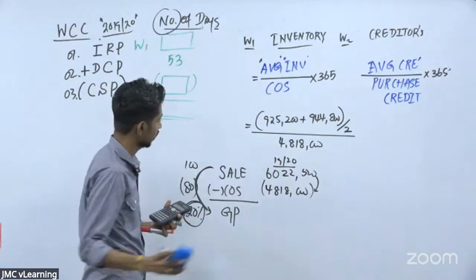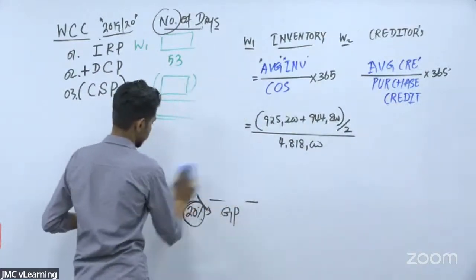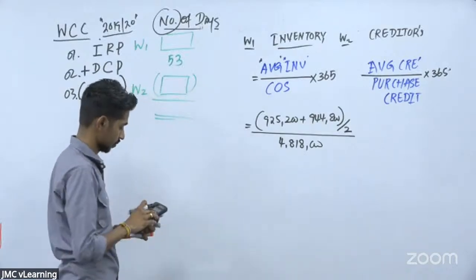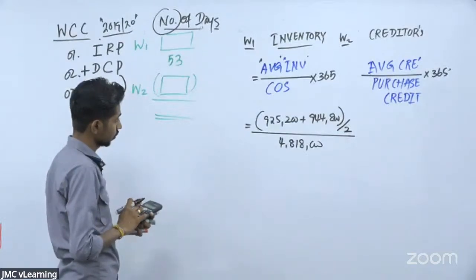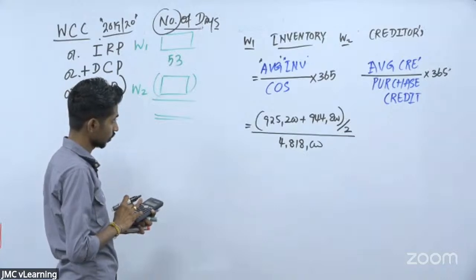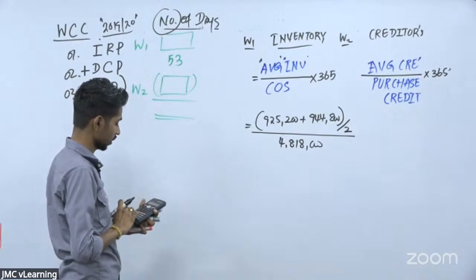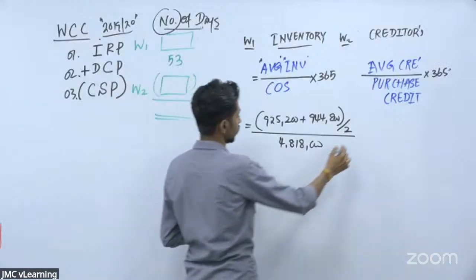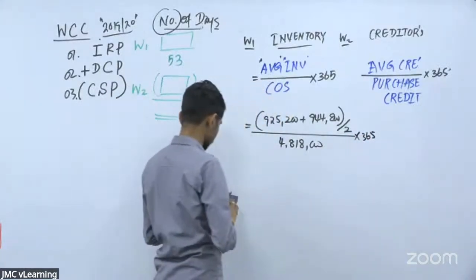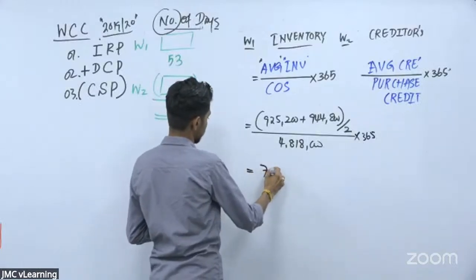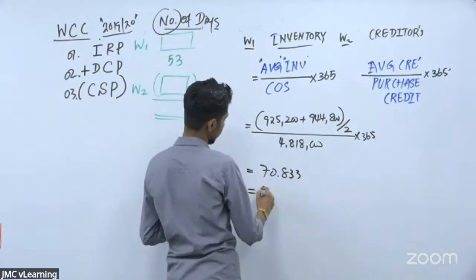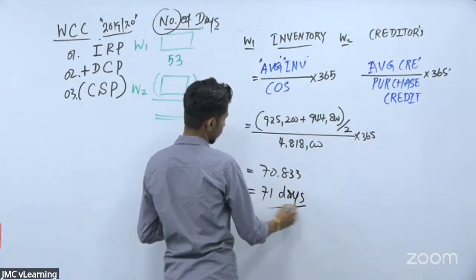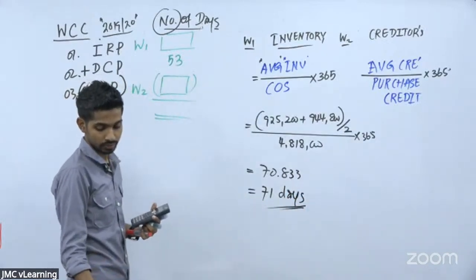Okay, what is the figure based on this? 925,200 plus 944,800, divided by 2, divided by 4,818,000, multiplied by 365. That gives 70.833, so we can say 71 days. Is it correct? 71 days.